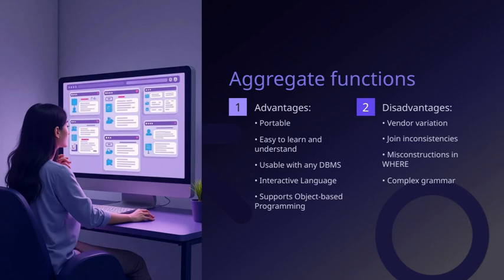Now, let's take a closer look at some of the disadvantages associated with the use of certain query languages. One challenge is the complexity of the grammar, which can make writing and understanding queries more difficult. There are also issues with misconstructions in the where clause, leading to potential errors or unintended results. Join inconsistencies can occur when combining tables, which can complicate query development. Additionally, vendor variation means that different database systems may implement these features differently, reducing portability and consistency across platforms.